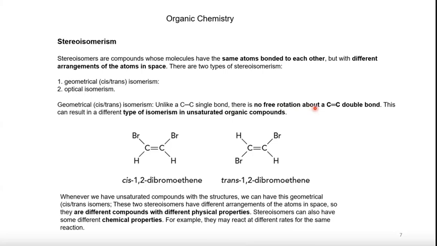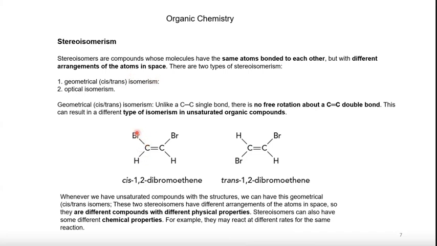Geometrical isomerism is either cis or trans isomerism. Unlike the carbon-carbon single bond, where there is free rotation, in an alkene there is a double bond, and therefore it has no free rotation about the double bond. This type of isomerism occurs in unsaturated organic compounds, and we call it geometrical isomerism.